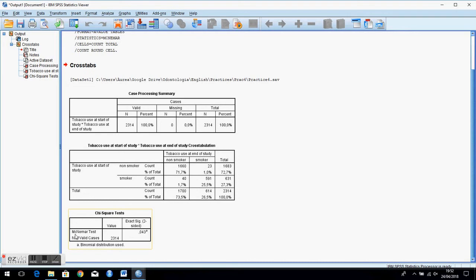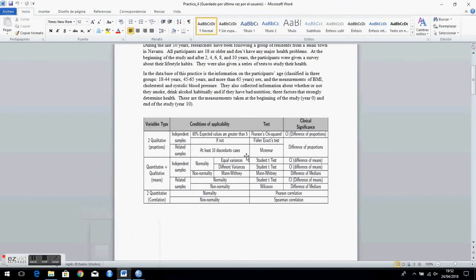In the last table, we observe the values for the chi-square test. In that case, the McNemar test, and we obtain a p-value. This is the p-value equal to 0.043. In that case, we obtain a p-value smaller than 0.05. For this reason, we have enough evidence to reject the null hypothesis.